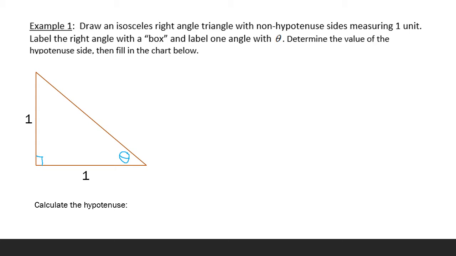Okay, to calculate the hypotenuse, remember the formula is a squared plus b squared equals c squared, and it's important you get the letters representing the right parts. A and B are the two legs. C has to be the hypotenuse. You can't mess that one up.